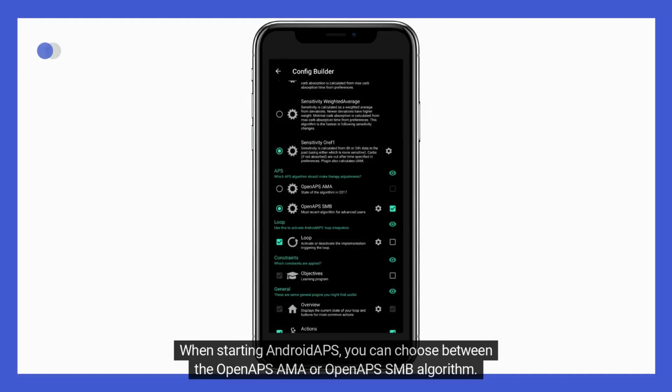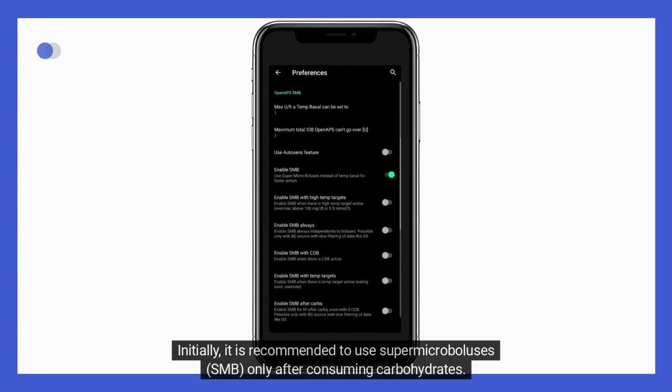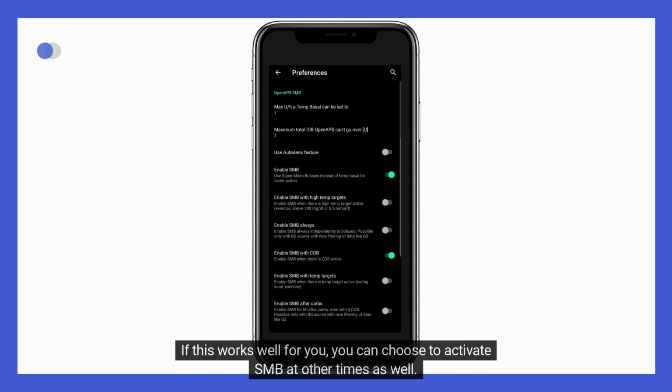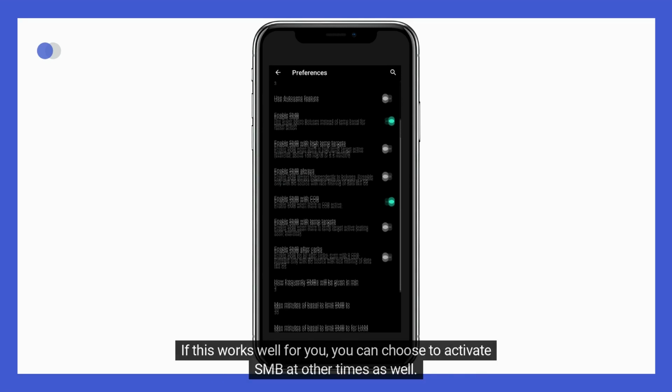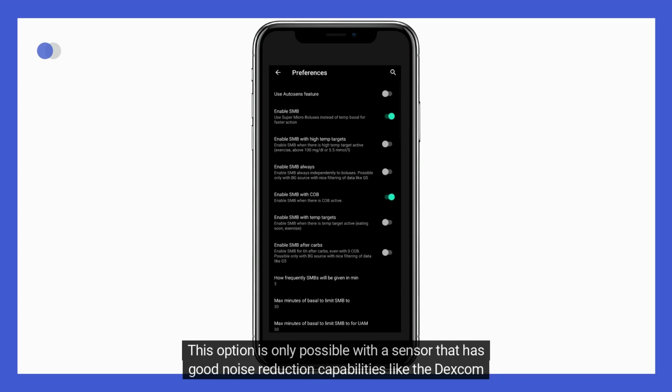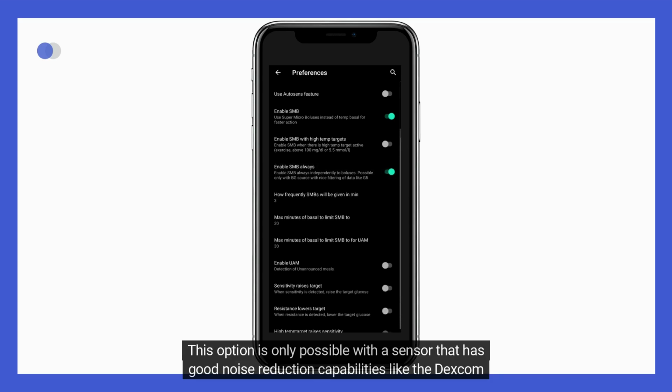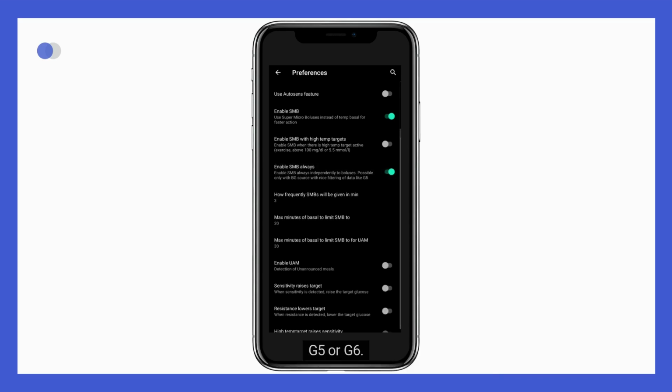When starting AndroidAPS, you can choose between the OpenAPS AMA or OpenAPS SMB algorithm. Initially, it is recommended to use supermicroboluses, SMB, only after consuming carbohydrates. If this works well for you, you can choose to activate SMB at other times as well. This option is only possible with a sensor that has good noise reduction capabilities like the Dexcom G5 or G6.